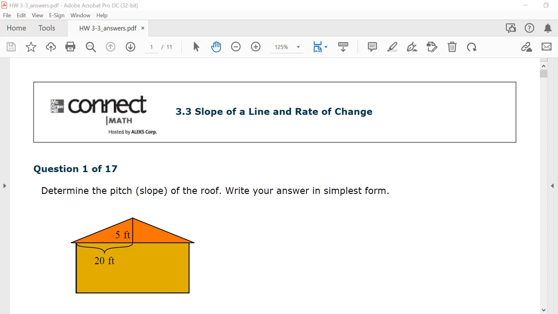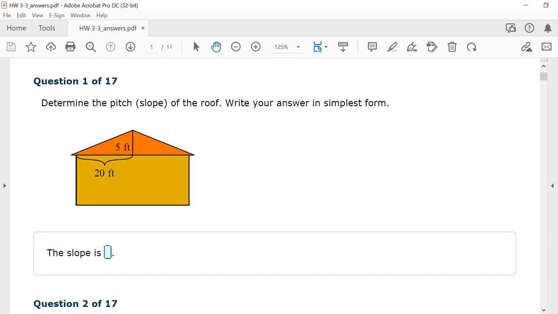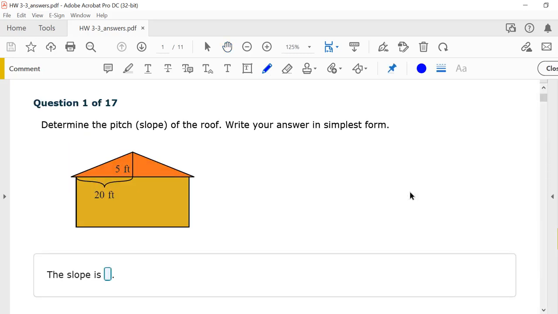This next section is 3.3, slope of a line and rate of change. Question number 1 says to determine the pitch or slope of the roof. When we're finding slope, we're always going to pick one point. Actually, we need to pick 2 points, and then we're going to go up and down and then right or left.